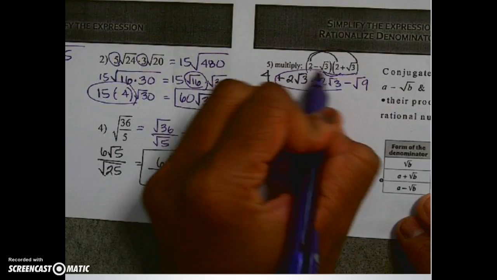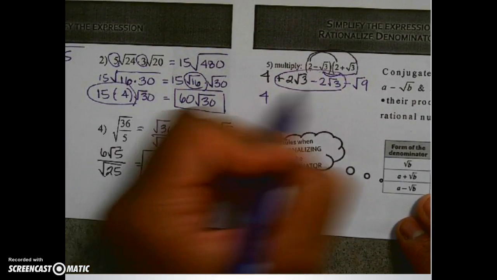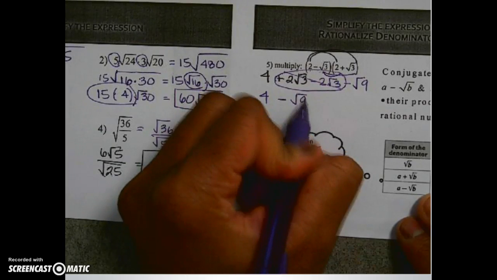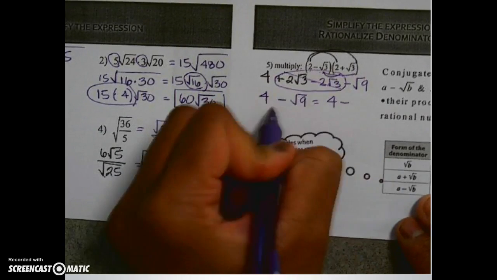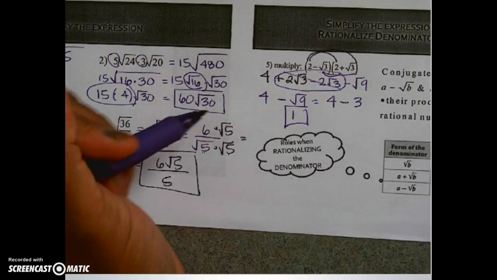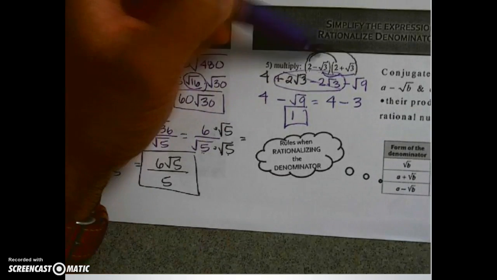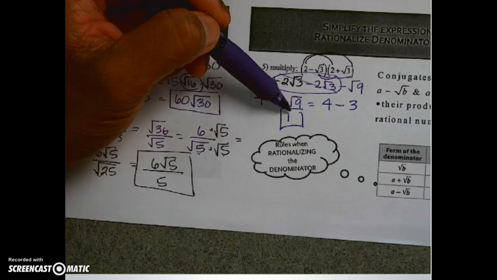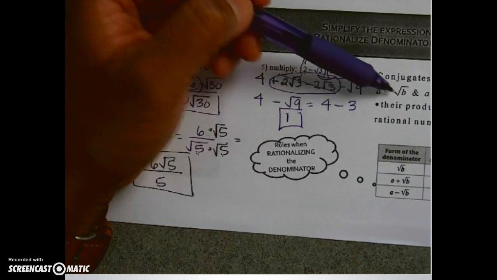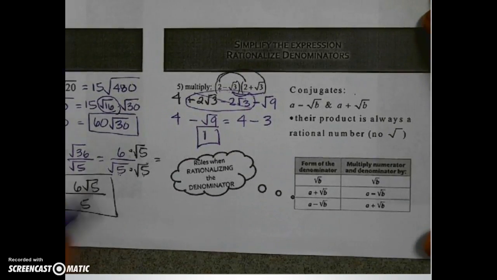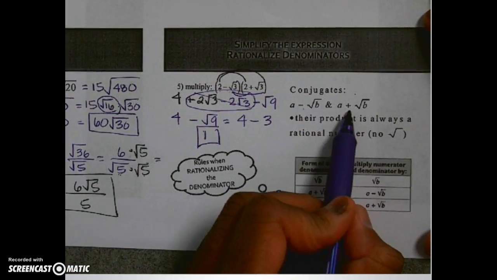So 2 radical 3 minus 2 radical 3, that's nothing. Minus the square root of 9. Well, 4 minus the square root of 9, which is a perfect square, that's 3, is equal to 1. Notice here, we started off with radicals all over the place, and our answer doesn't have any. It's because these are what's known as conjugates. So it's the same thing. See how these are essentially the same with one exception. The exception being one is plus and one is minus.